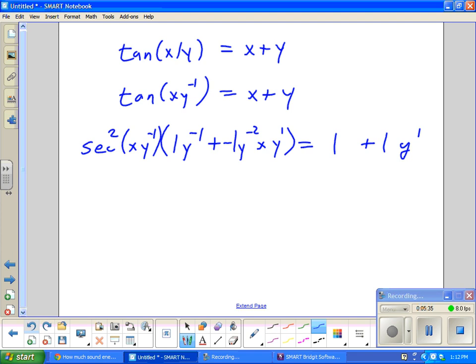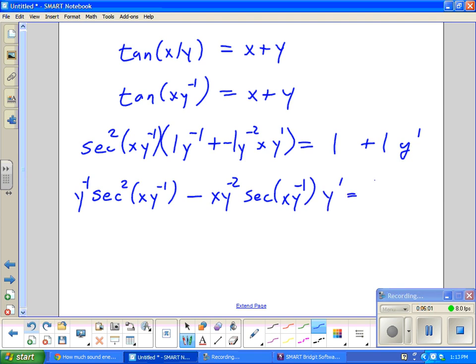Again, I got to distribute the secant into both of these terms so I can start separating. So I get y negative 1 secant squared x y negative 1 minus xy negative 2 secant xy negative 1 y prime equals 1 plus y prime. I can get all the y primes on one side, everything else on another. I'm going to send the negative and switch these two around, opposite side, opposite signs.